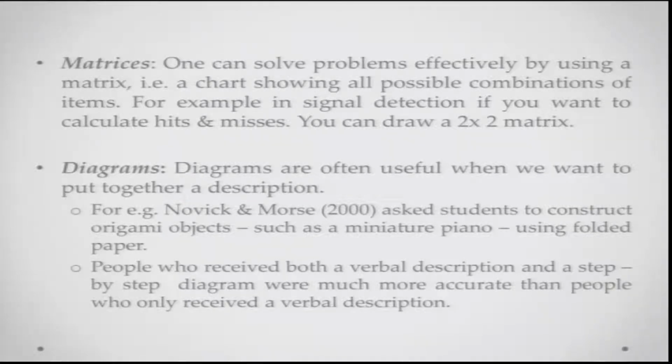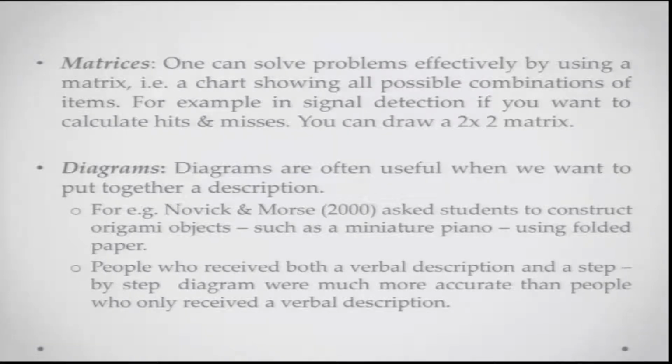Say for example, Novick and Morse in 2000 asked students to construct origami objects, for example building a paper crow or a miniature piano, using folded paper. There were two groups in these experiments. One group received only a verbal description, and the other group received a verbal description and a step-by-step diagram as to how this is done.